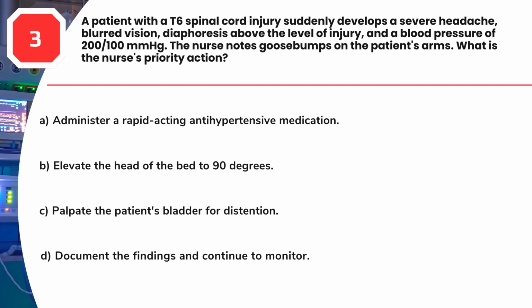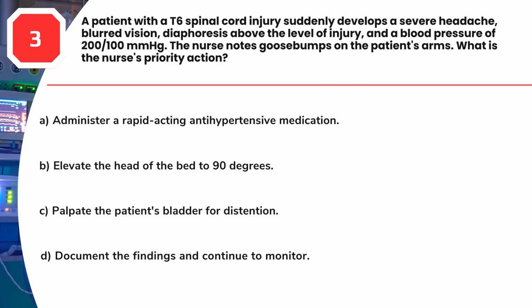A. Administer a rapid-acting antihypertensive medication. B. Elevate the head of the bed to 90 degrees. C. Palpate the patient's bladder for distension. D. Document the findings and continue to monitor.